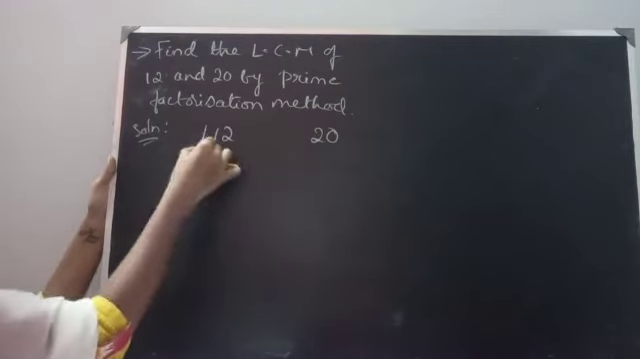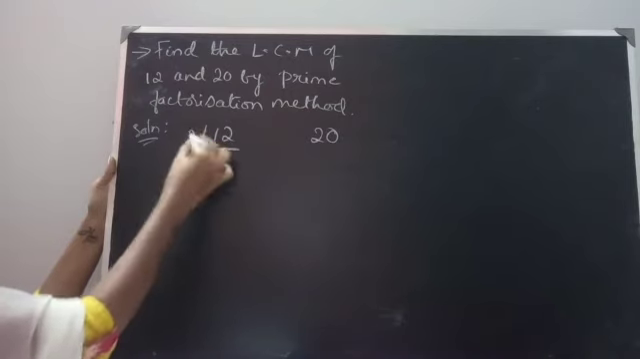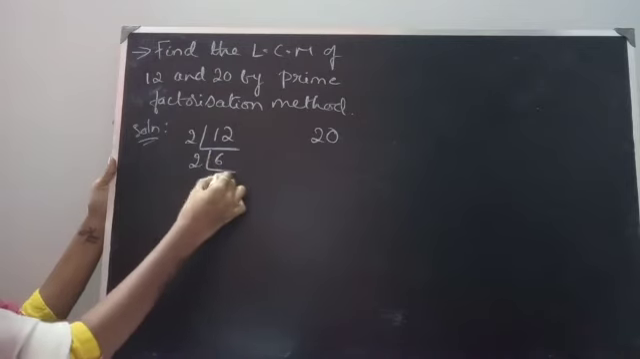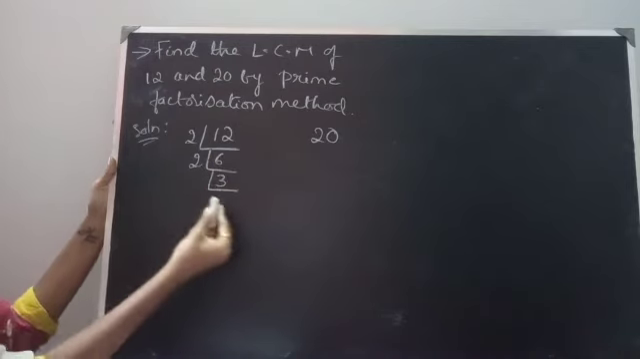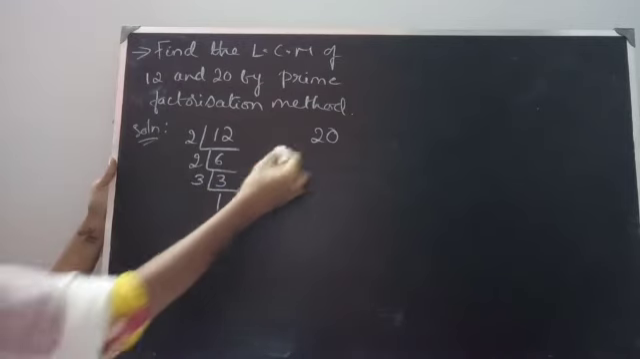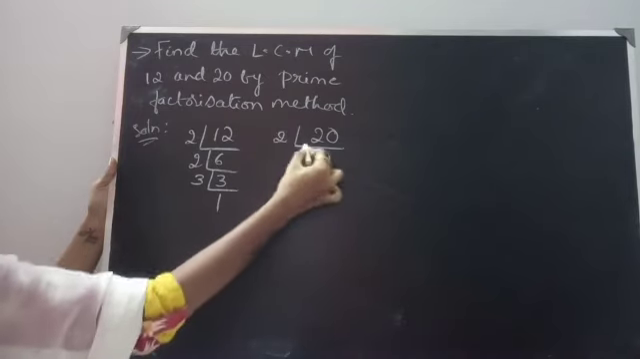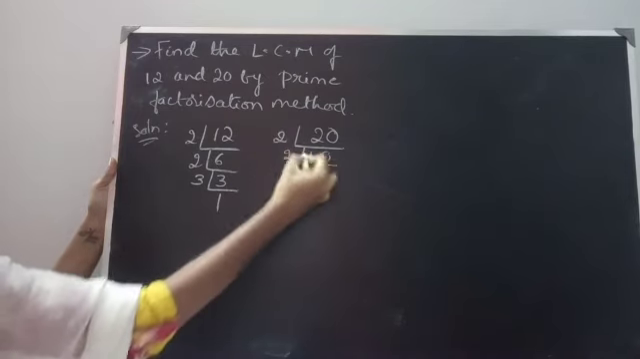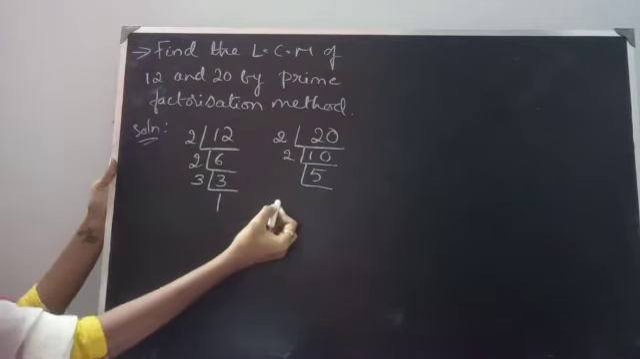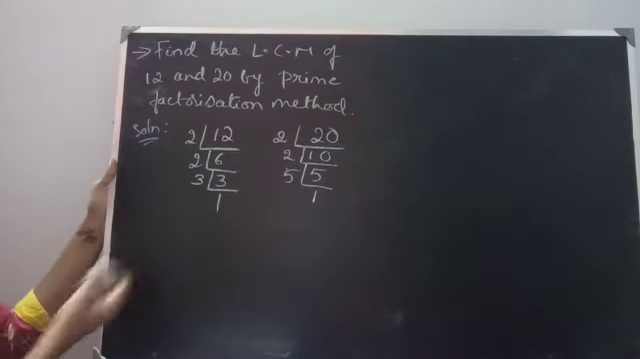Okay, so 12. 12 is exactly divisible by 2. 2 sixes are 12. Again 6 is exactly divisible by 2. 2 threes are 6. 3 is exactly divisible by 3. 3 ones are 3. 20. So 20 is exactly divisible by 10. 10 is exactly divisible by 2. 2 fives are 10. And 5 is exactly divisible by 5. 5 ones are 5. Okay.